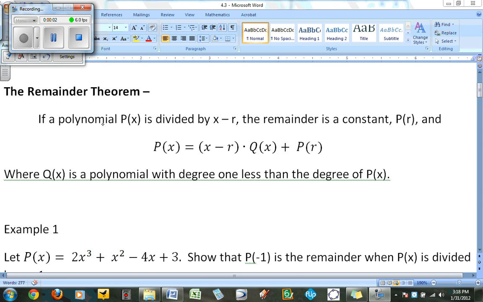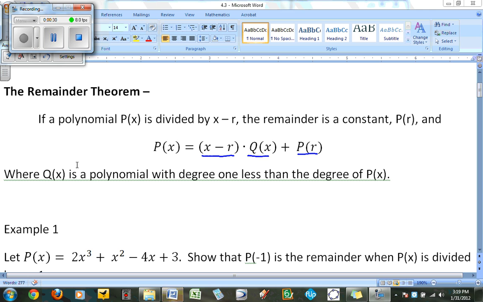Section 4.3 is about the remainder theorem. The remainder theorem says if a polynomial p of x is divided by a binomial, a two-term polynomial, the remainder is going to be a constant. If we multiply what we divided by with what we get, and add our remainder, we'll end up with our original polynomial, and that makes sense.